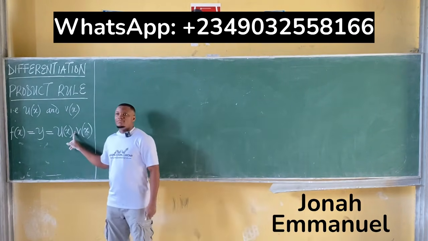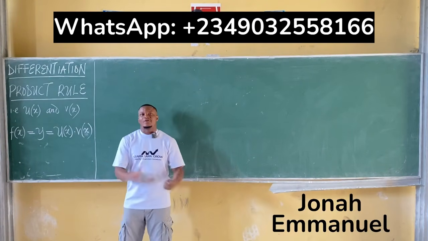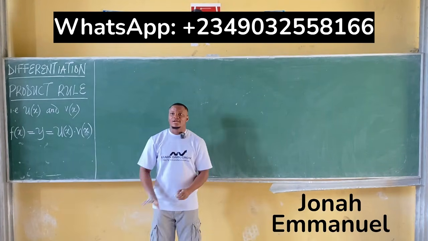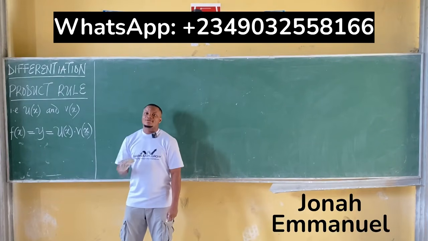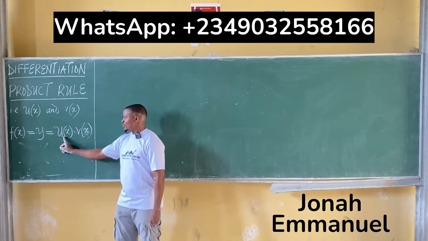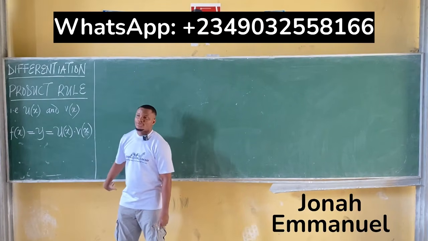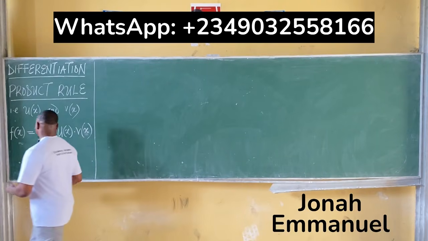This dot means multiplication. So when I say u of x dot v of x, it means u of x is multiplying v of x. This validates why it's a product rule. Why am I using product rule here? Well, this function is multiplying this.